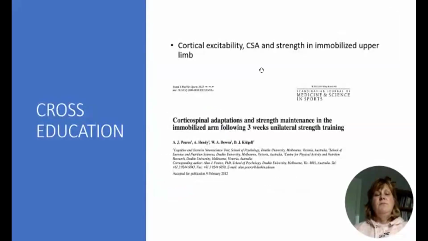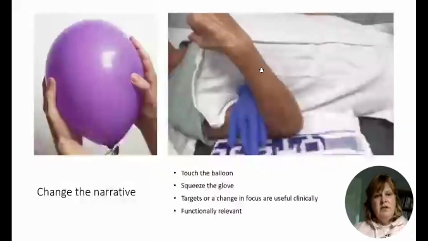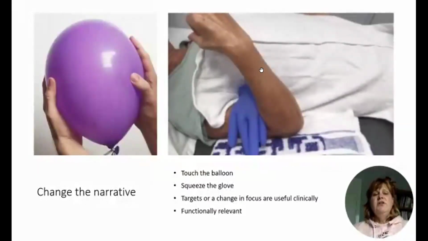I'm also, as soon as possible, going to encourage the patient to use their contralateral upper limb in terms of strength training, because using heavy strength training on the good arm, the unoperated arm, has been shown to maintain cortical excitability, cross-sectional area and strength in the forearm muscles in the immobilized upper limb. So we need to get our patients working both sides, and of course if we see the patient preoperatively, we'll advise them upon this. So we're also going to change the narrative.